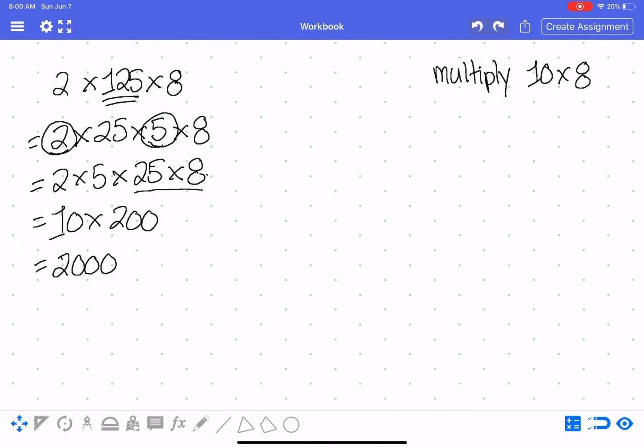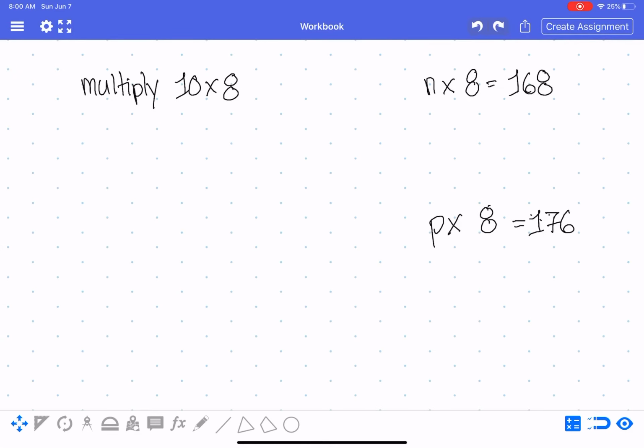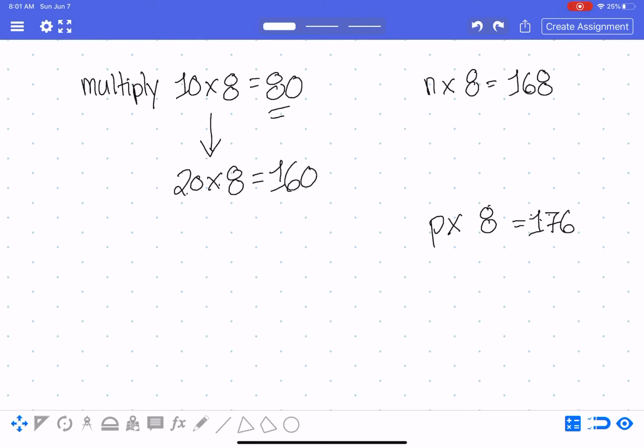Okay. So the last one is using one type of question to solve others, right? So you should know by now that 10 times 8 is 80, right? But sometimes another friendly number is 20. So 20 times 8, right? So 20 times 8 is always double this product, right? So it would be 160, okay?